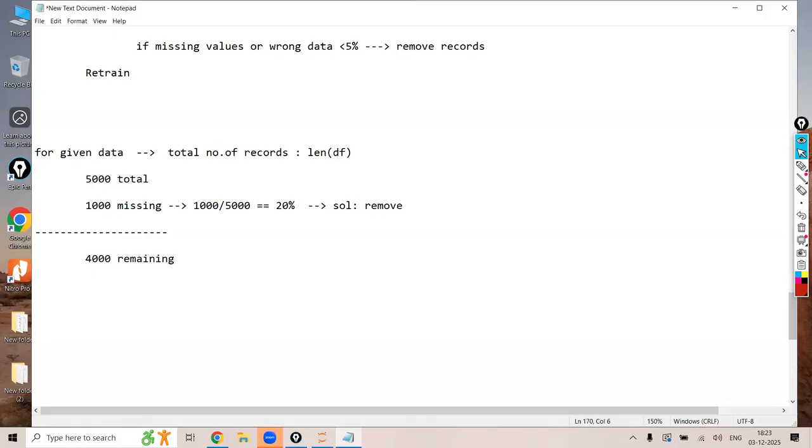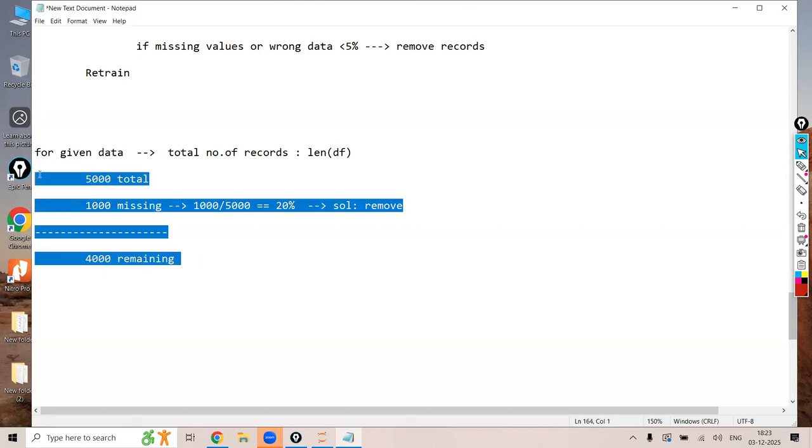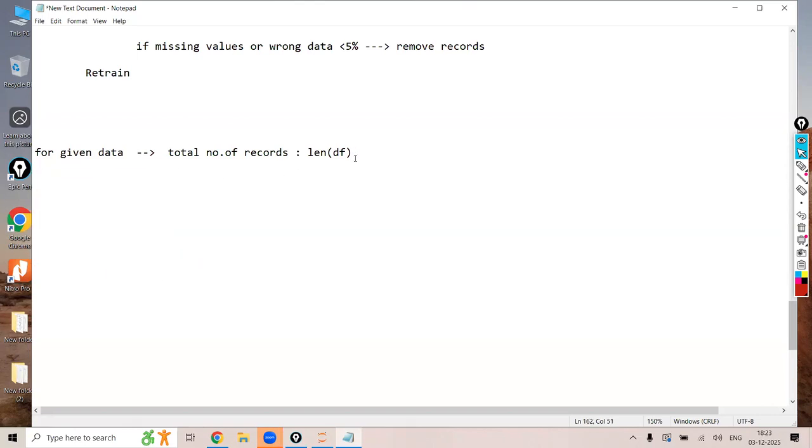Problem is, now point is clear, everyone? Understood the point? Here, first you have to observe this one. Total number of records, how many are given to us? This is the most important.